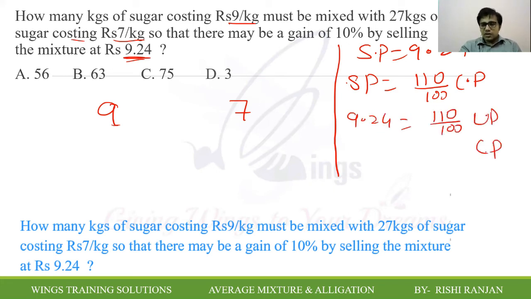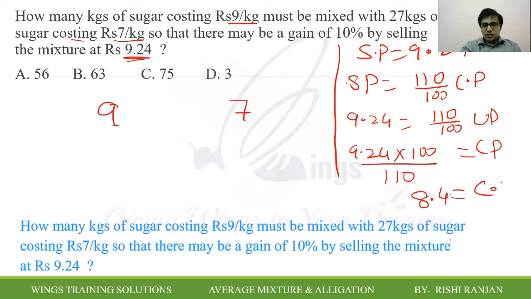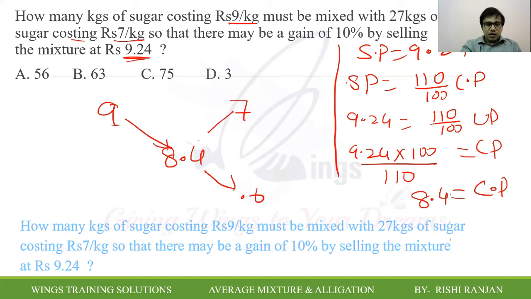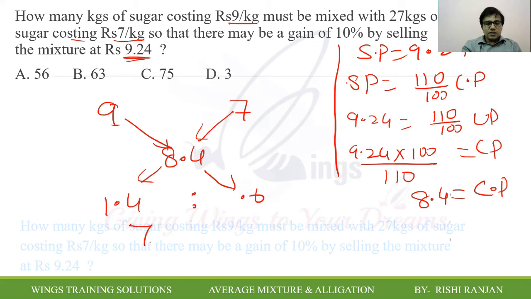So how much is cost price then? 9.24 into 100 divided by 110. This will be 8.4. So cost price of overall mixture is 8.4. Let's apply that to alligation now. So when we take the difference, we are getting 0.6 here, and here we are getting 1.4. So ratio we are getting is 14:6 or 7:3. That's the ratio.